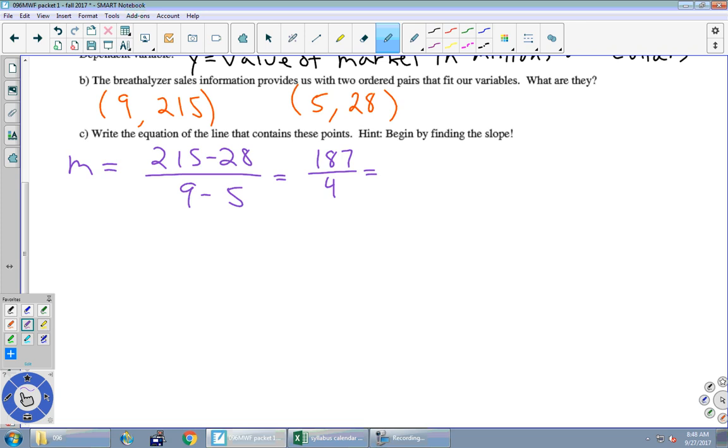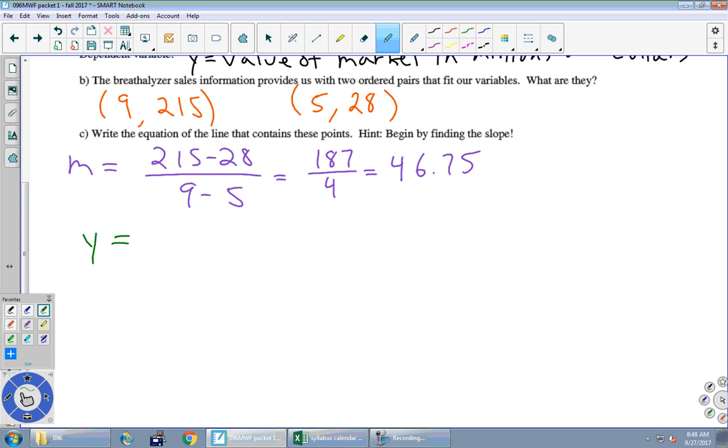So this is a calculator active problem, so if anybody happens to feel like helping us out here, just shout out the number, otherwise you're going to see me stumble and fumble with long division. 4, 6, is that right? 46.75. Okay, and now we've got the slope. So the next thing we're going to do is find the y-intercept.